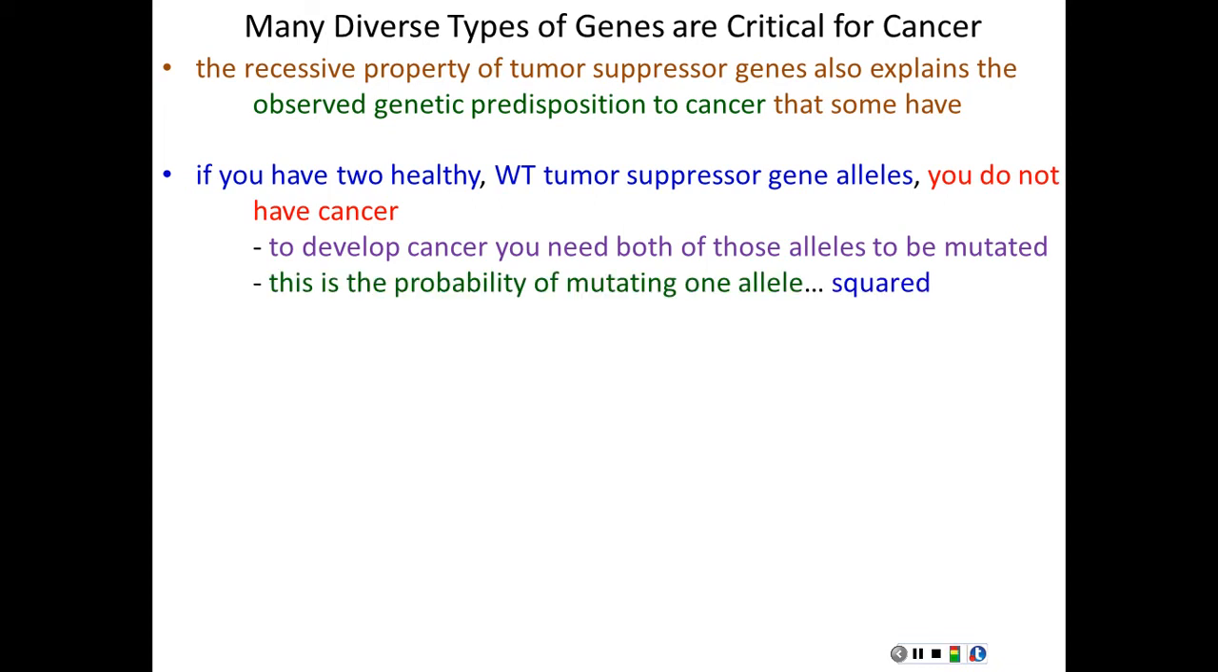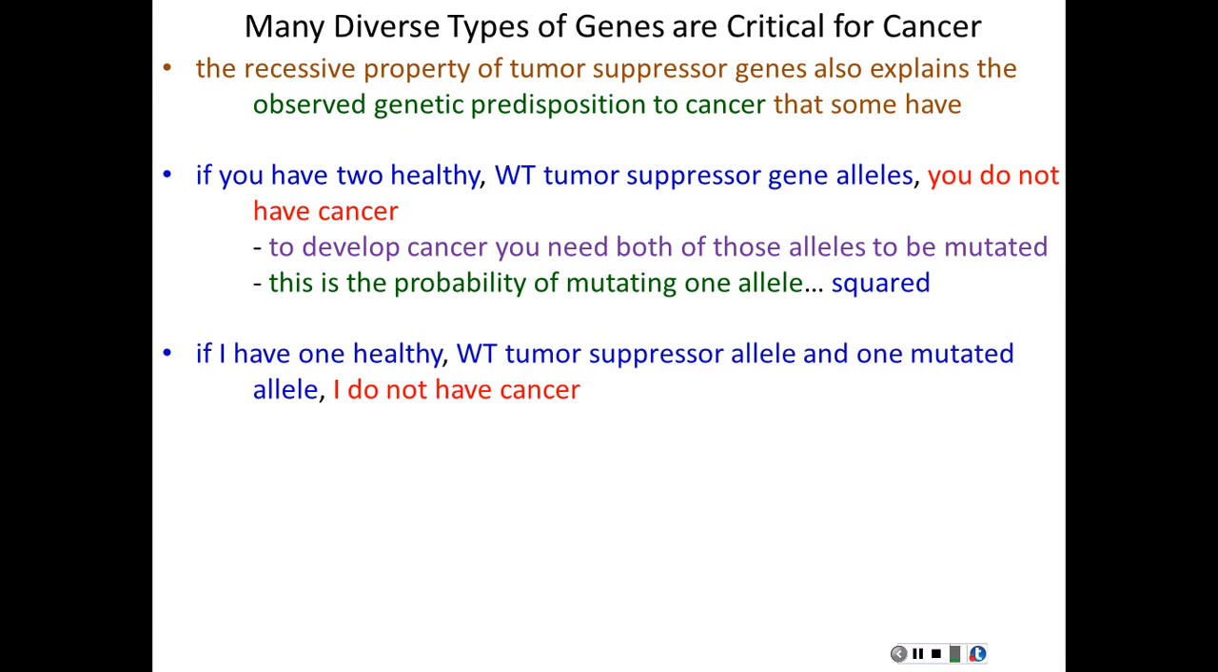The probability of this is the probability of mutating 1 allele times the probability of mutating the other allele. In other words, the probability of getting cancer when you have 2 healthy, non-mutated, wild-type tumor suppressor gene alleles is the probability of getting 1 mutation squared.